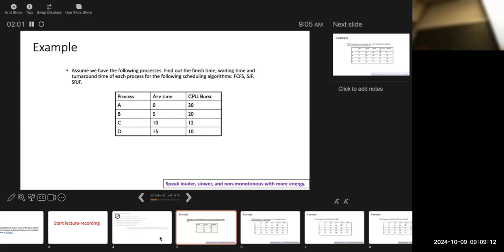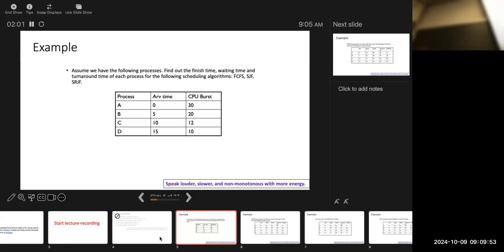So at 0, we have no other candidate, only one candidate, and its execution time is 30. Then when we are done at 30, we look again at the ready queue. In the ready queue, we have 3 more. So A is done. We have B, C, and D. Which one is the shortest one? B is the shortest one. So we schedule B, and its execution burst time is 20. So it completes at 50, right?